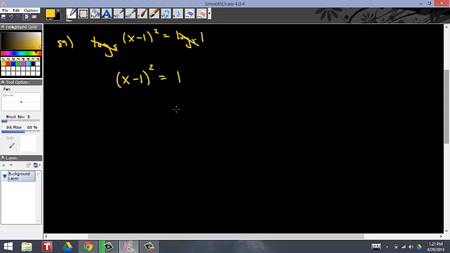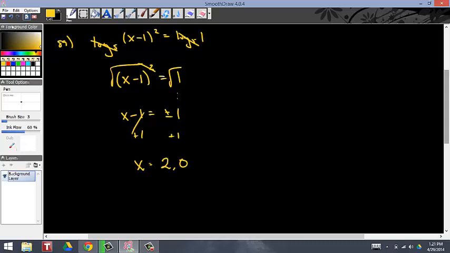How do I solve for x this time? How do I get x by itself? Carter, what do you think? So we get x minus 1 equals plus or minus 1, and then we add 1 to both sides. So I got x equals 2 or 0.